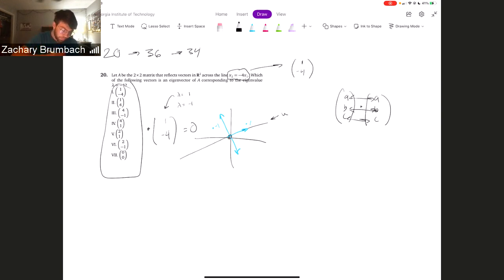Non-zero, move on. For 2, similar, gross, pass. For 3, 4 times 1 is 4. -1 times -4 is +4. So 4 plus 4 is 8. That's not 0. That is not orthogonal.